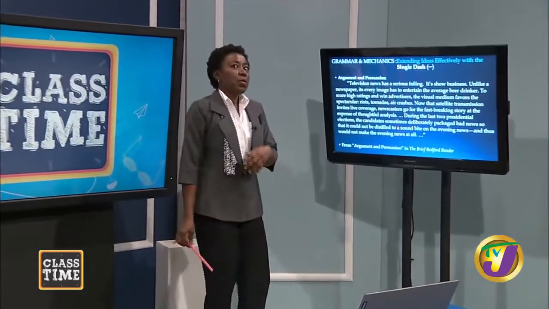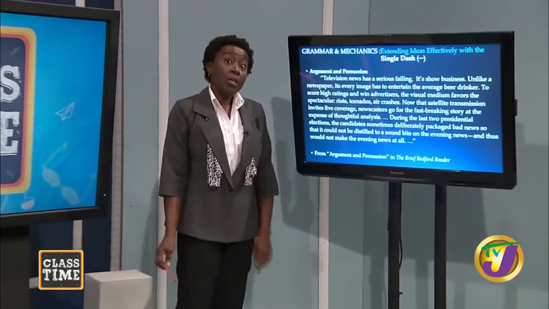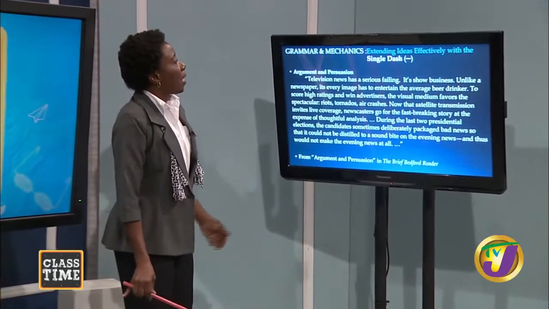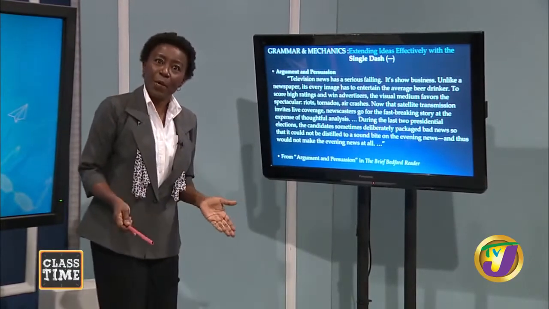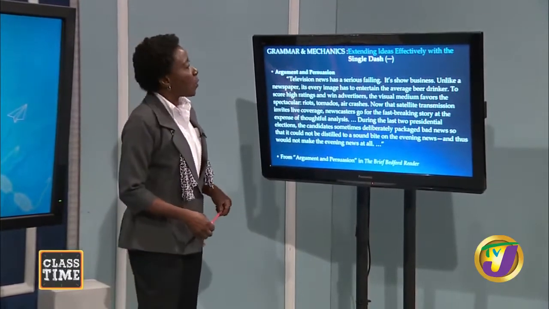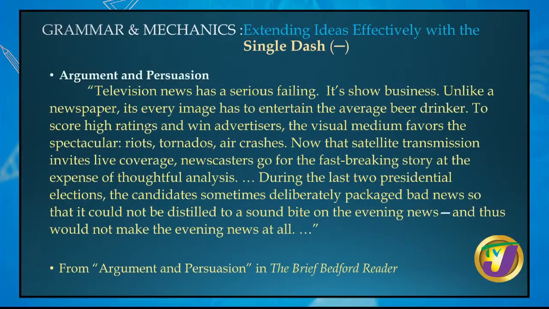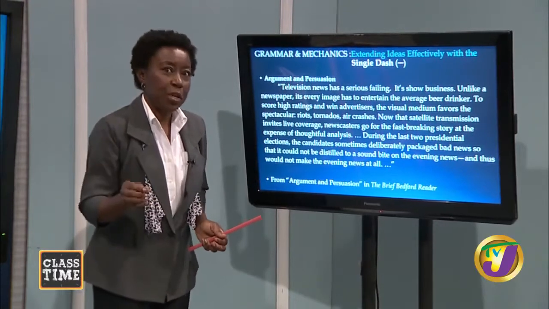Okay, so you write stories and you write persuasive writing, right? In your English A exams and classwork. So then, here is a guideline in writing argument and persuasion. We looked at one with story writing a while ago, and now we're looking at argument and persuasion. It says, television news has a serious failing. Now, remember that when you're arguing, you have a view. You make a claim, then you want to convince someone to accept your claim.